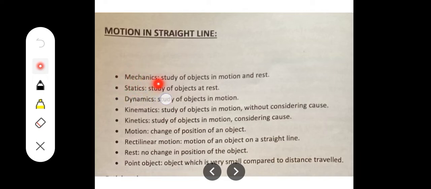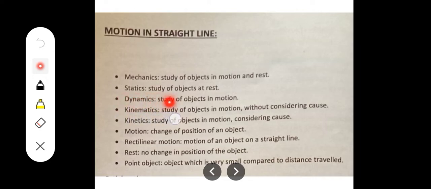First one is mechanics. You know, we have seen so far in physical world itself, mechanics is study of objects in motion and rest. If an object is at rest or it is moving, if you study about different physical quantities related to that, that is what you call as mechanics. Okay. Then statics, study of objects at rest. If you study an object at rest, it is not at all moving, then that is called as statics.